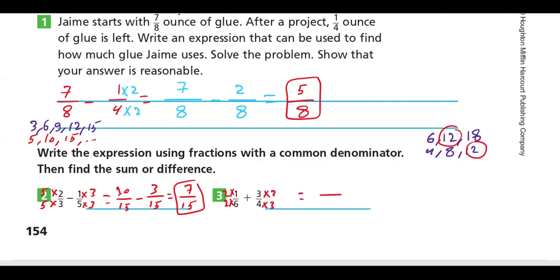So first fraction, 2 times 1 is 2, 2 times 6 is 12, plus 3 times 2 is 6, 4 times 3 is 12. The same denominator, write one of them, and 2 plus 6 is 8. It's 8 over 12. So I can simplify it by divide by 4, up and down. So 8 divided by 4 is 2. 12 divided by 4 is 3. So this is the answer, 2 over 3.